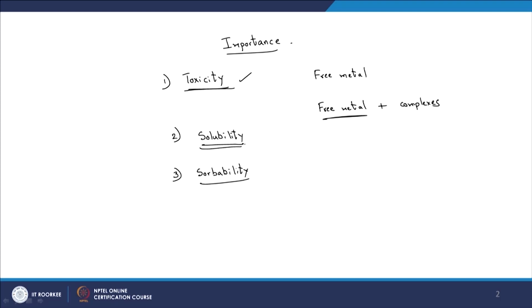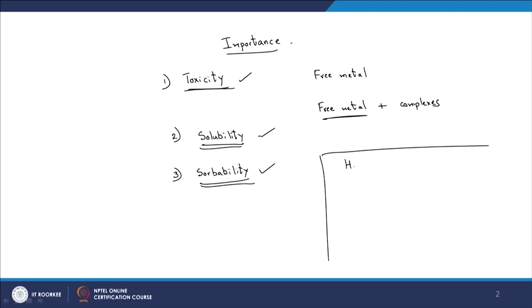If you want to decrease the sorbability, in a different case where the sorbability of your complex is relatively low, then by adding the ligand and forming the complex you can decrease the sorbability of your particular metal. So depending on the relative sorbability of your complexes, you can either increase or decrease the sorbability of your metals. So three major applications: one is toxicity, one is solubility, another is sorbability. Now let us move on to some examples that you might have come across, at least in the lab.